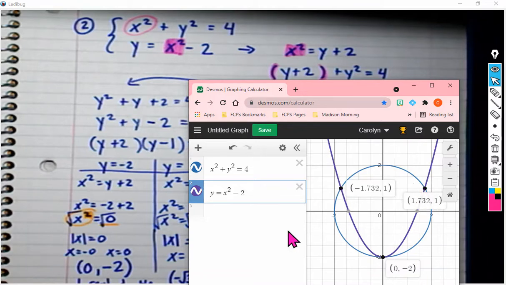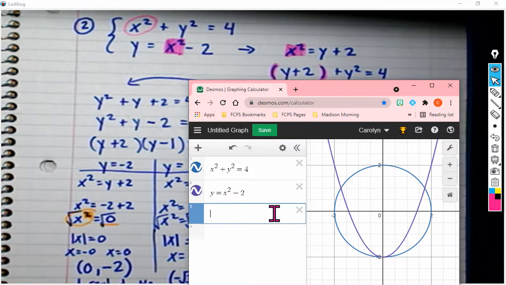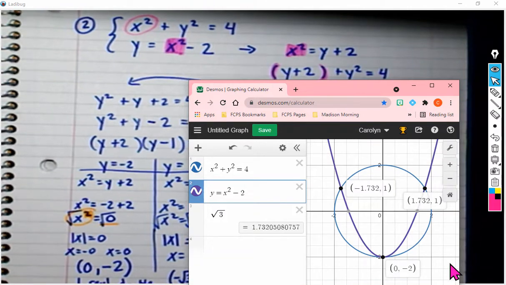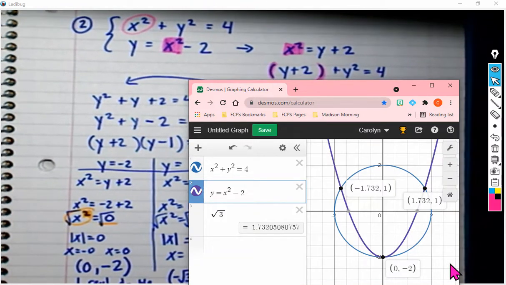Okay, so then I have these 2 decimal points. So I'm going to go over here and type in square root of 3. I was just checking my points to see if root 3 was the right number, and it does match. So yes, I had a circle and a parabola, and they happened to touch 3 times. I had 1 double solution and 2 separate ones.